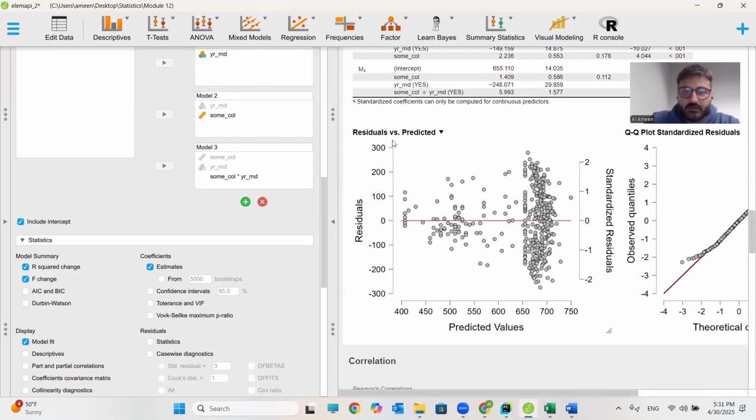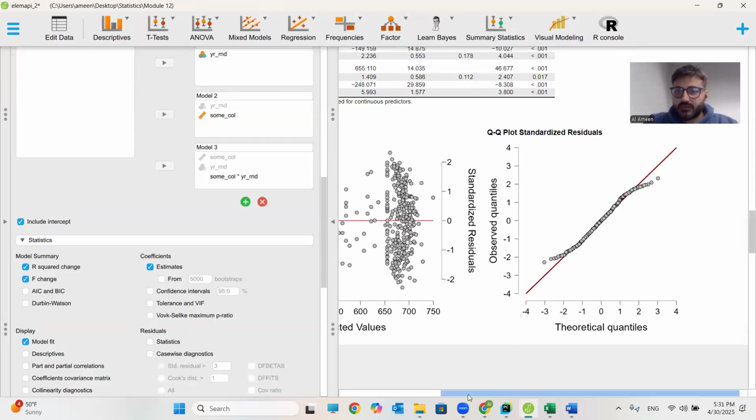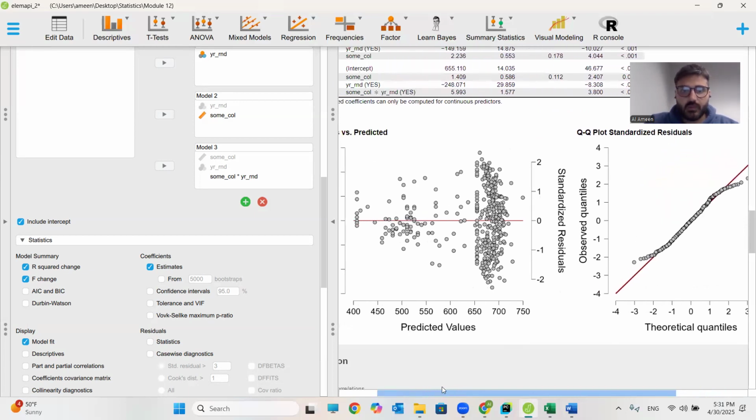We also have a residual versus predictor plot, which is showing us the distribution of the residuals. We can see that they are equally distributed. We also have a QQ plot. I would love to see these outliers fall within the theoretical line over here, but this is still a very significant plot.